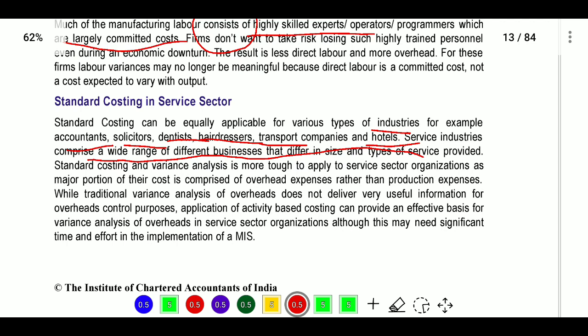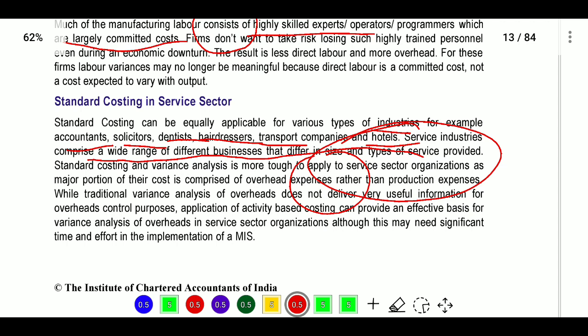Next, standard costing and variance analysis is more difficult to apply in service sector organizations, as the major portion of their cost comprises overhead expenses rather than production expenses. For services they do not have many production expenses. A cost sheet is preferred more for manufacturing units, while traditional variance analysis of overhead does not deliver very useful information. In traditional analysis we only have the standard and actual comparison.